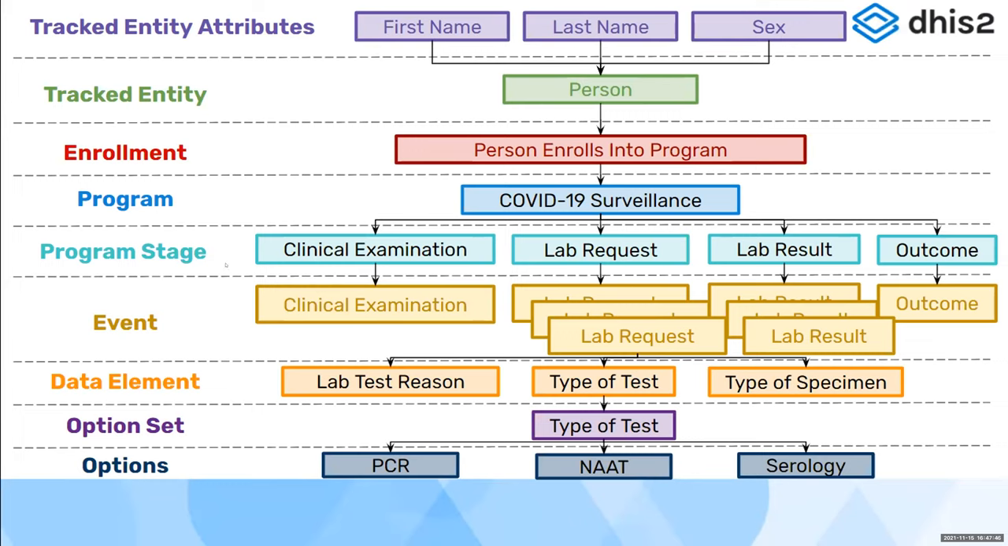And all that information is enabled under the event. So once you have the program stage, then what comes in is the event, where you get to track the exact information that is supposed to be tracked under each program stage. So we say the event is a collection of data elements. All the data elements that we have collectively make up a certain event, which is also linked back to the program stage.